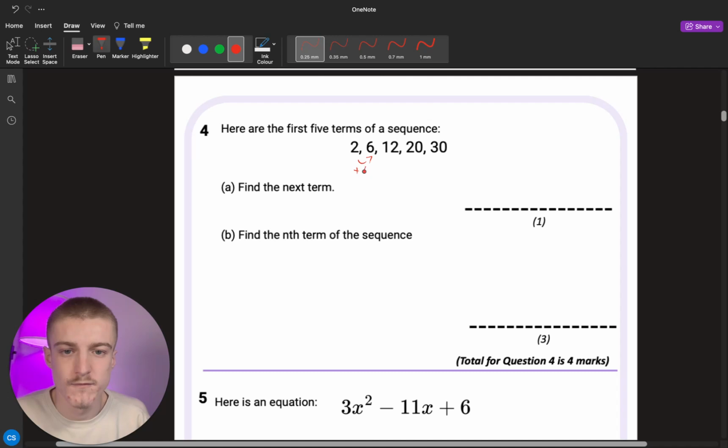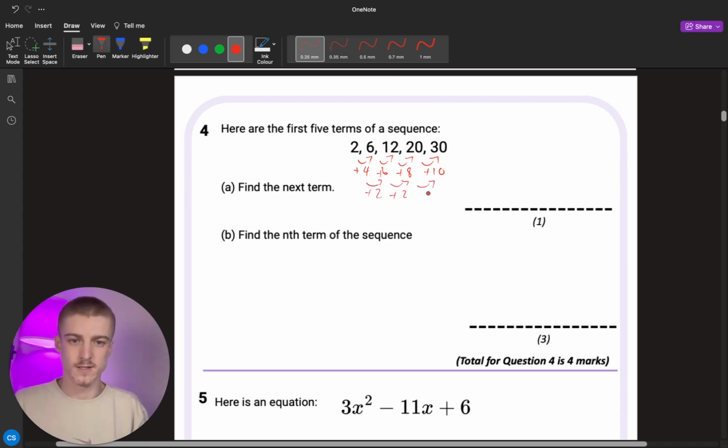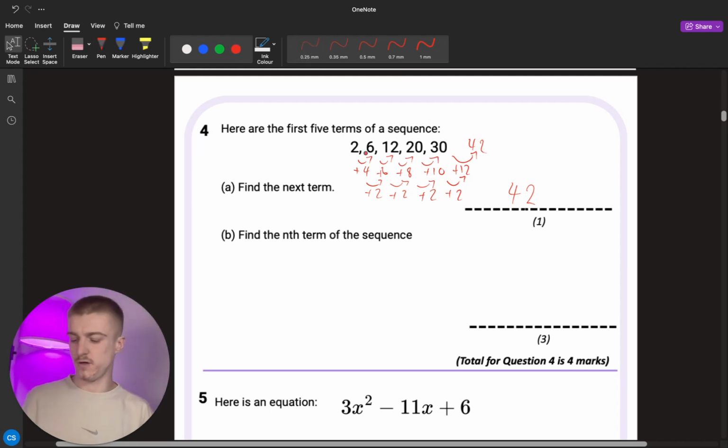So we have the first term, the second term, third, fourth, and fifth, which are 30. And then I'm going to write my n squared term under here. So n is here, so 1 squared is 1, 2 squared is 4, 3 squared is 9, and then we have 16 and 25. Now if we subtract the n squared from the original sequence, we're left with 1, 2, 12 take away 9 is 3, 20 take away 16, 4, and 30 take away 25 is 5. What are we left with? Well, we're actually just left with n.